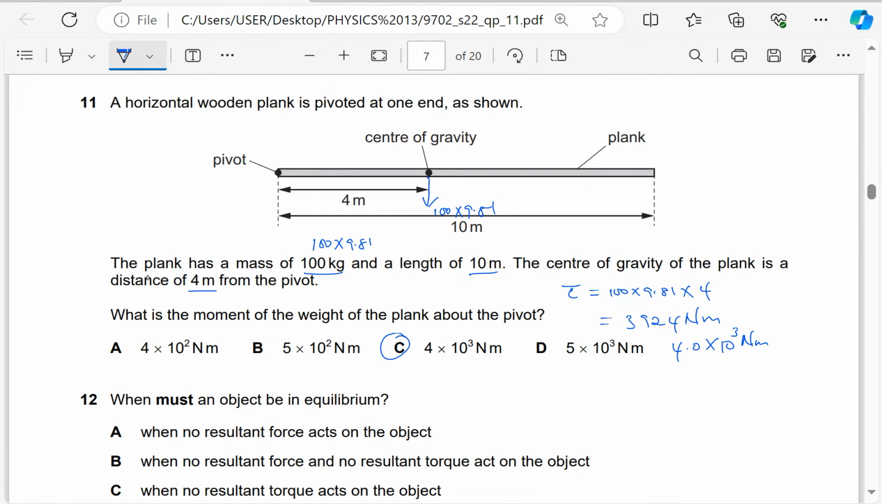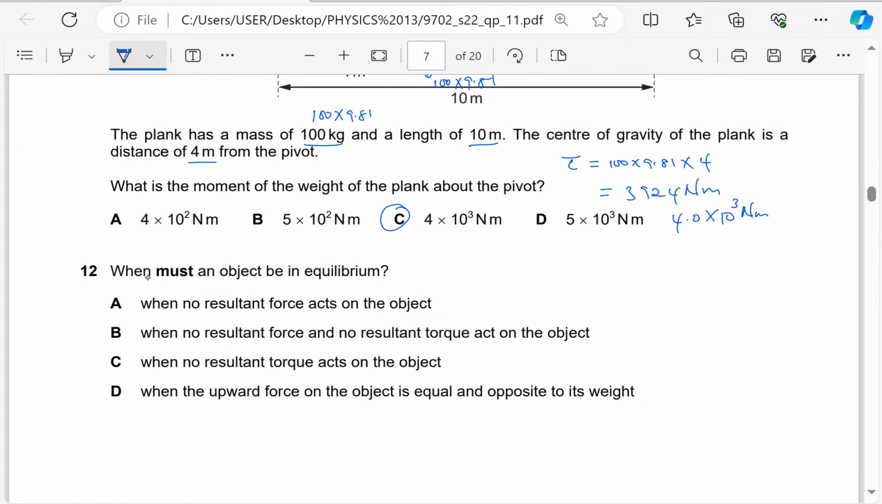Okay, so the question is: what must an object be in equilibrium? Of course, in equilibrium, resultant force is 0, and resultant moment or resultant torque should be 0. So this is not enough. An object could have no resultant force, but a couple causes rotation. So we need no resultant force and no resultant torque. So the answer is going to be B. No resultant force means there's translational equilibrium. No resultant torque means there is rotational equilibrium. It cannot move, it cannot rotate. So the answer is B.